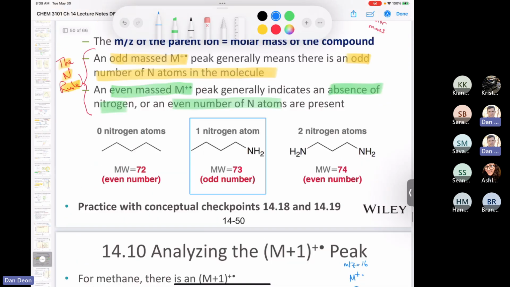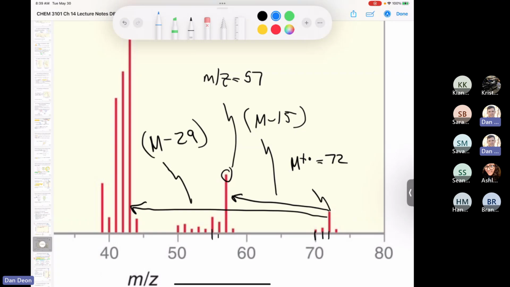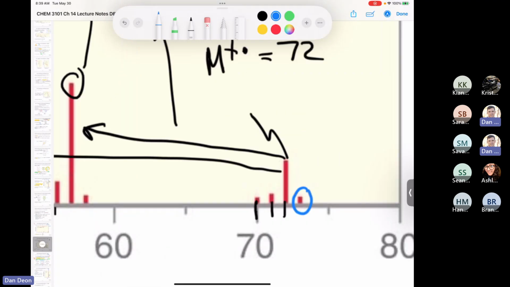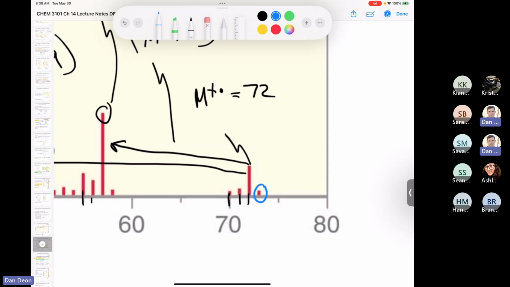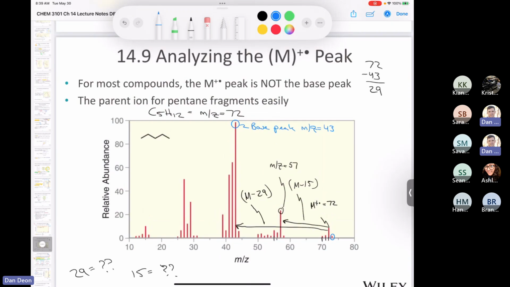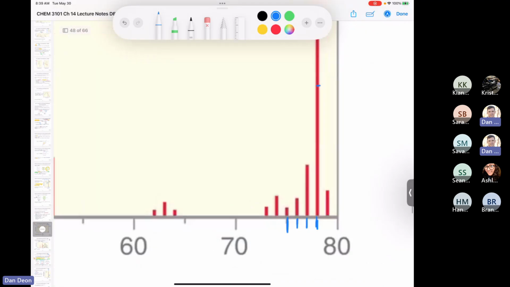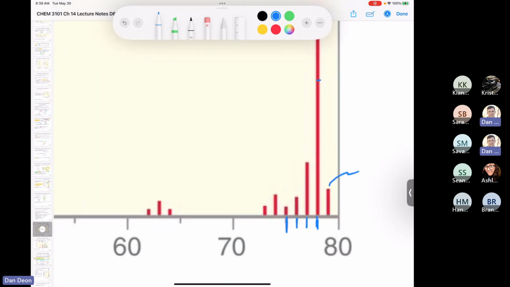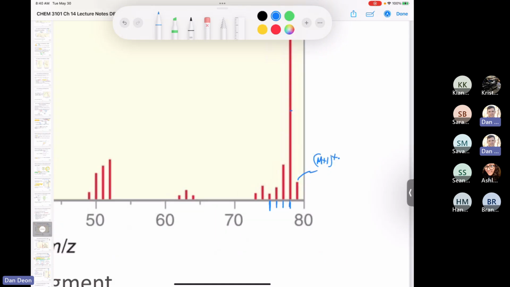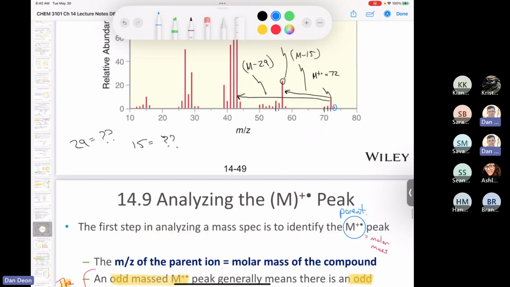Let's go back to the pentane. Here's my pentane, and you can see that I have an M+1 here. So I have 5 carbon atoms, so it's 1.1% times 5, so I have a 5.5% chance of having a carbon-13 in my molecule. And if you go to benzene, there's 6 carbons there, so I have a 6.6% chance of having a carbon-13. So my M+1 peak keeps getting bigger and bigger the more carbons I have in my molecule. All right, that's the idea.